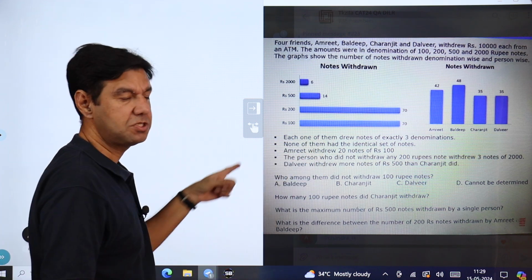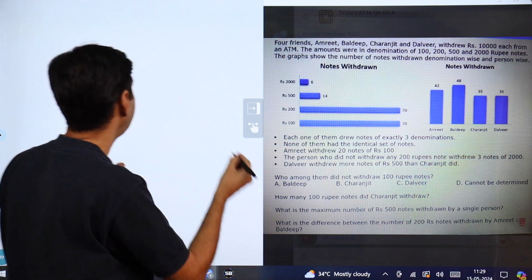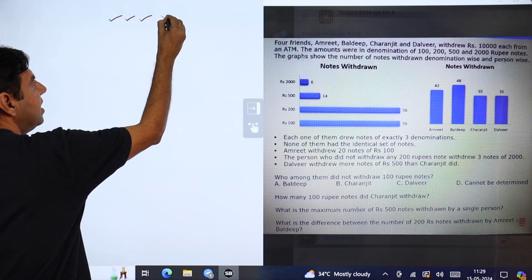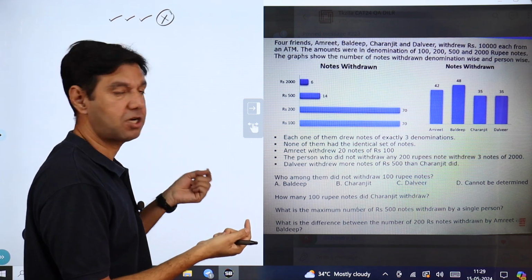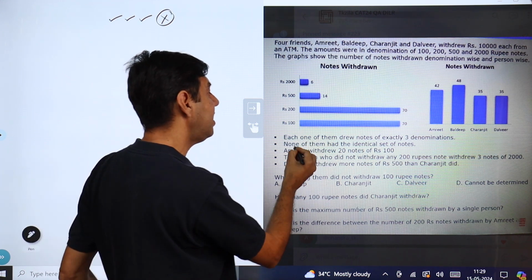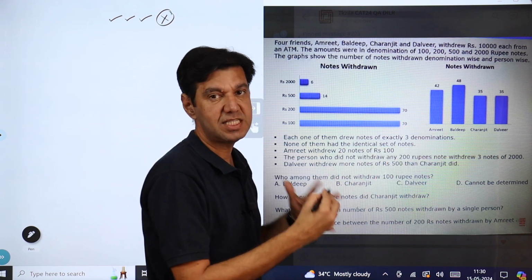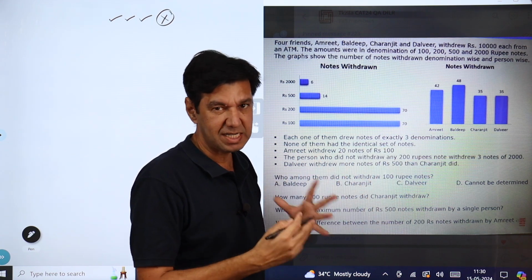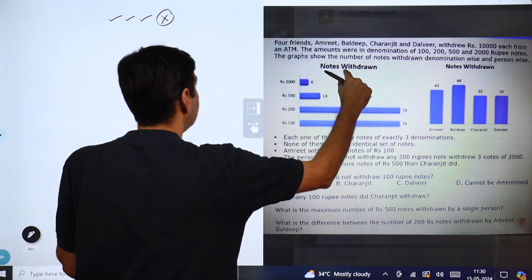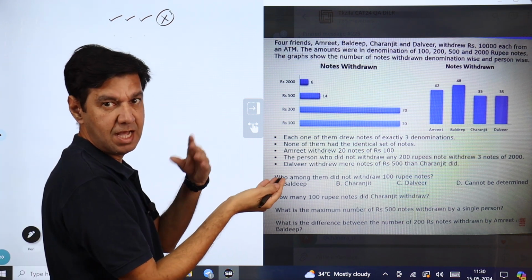Now, there are some clues given here. Each one of them drew notes of exactly 3 denominations. Now, what you have to understand is there are going to be 3 denominations, so one of them is a miss. So one denomination is not drawn out by each of the guys. They drew only 3 denominations. Further, it said none of them had an identical set of notes. Now this identical set of notes, you need to understand in context. That means if one of them did not withdraw the 2000 rupee note, then the other person would have not withdrawn some other note.